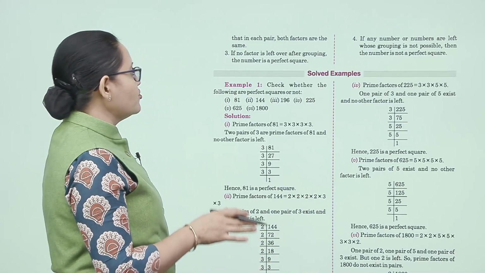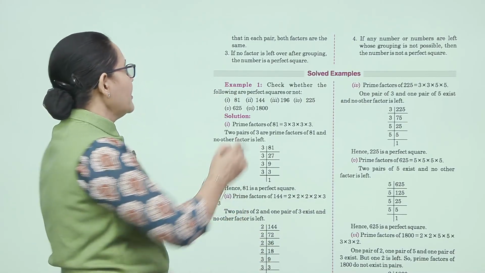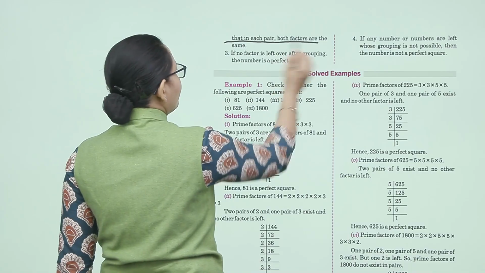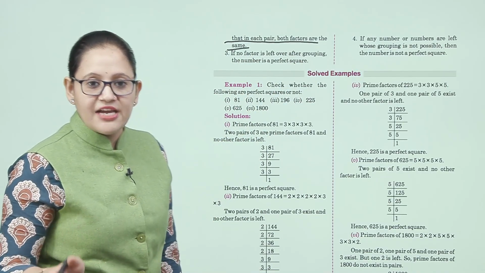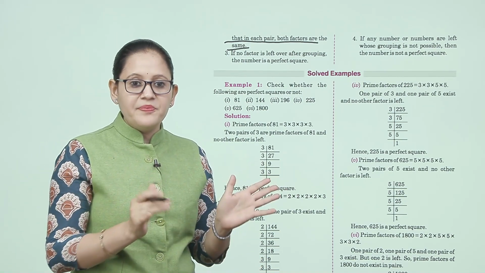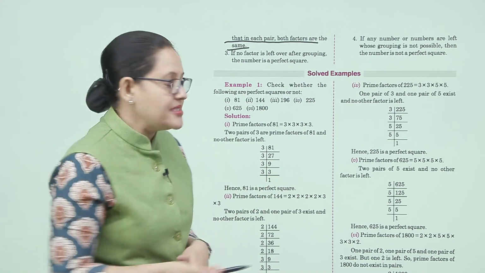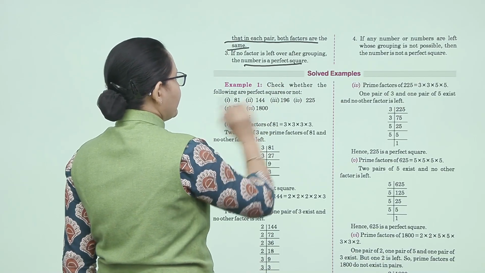So first we have to do the prime factorization. Then we will arrange them in pairs, where both factors are the same. If no factor is left over after grouping, that means the number is a perfect square.